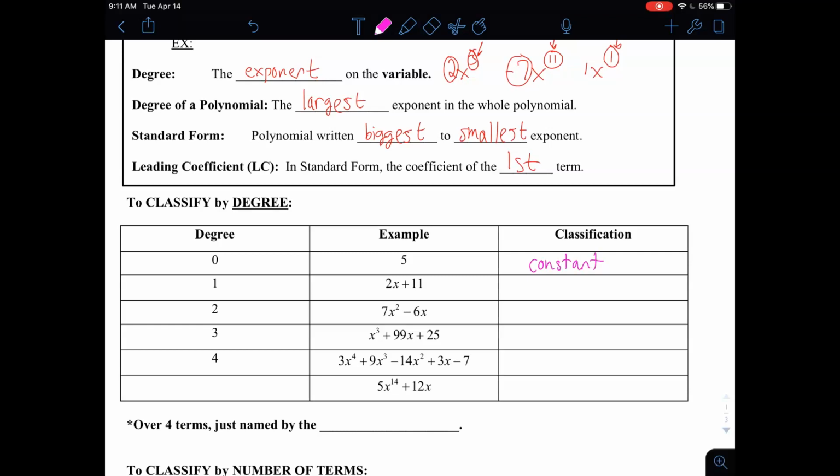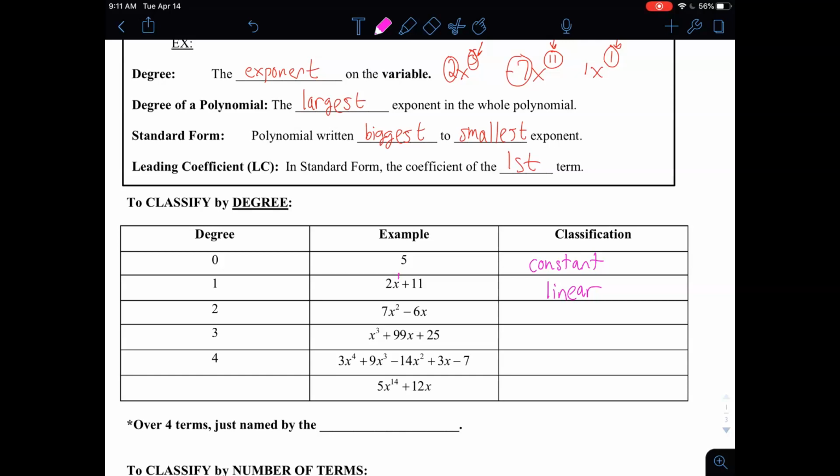It's a constant. The first degree, so we have x to the first right here. Do you guys see there's an invisible 1 right there? That's going to be called a linear polynomial. Okay, and you guys remember y equals mx plus b? So if we have just x to the first power, that's going to be a linear polynomial.